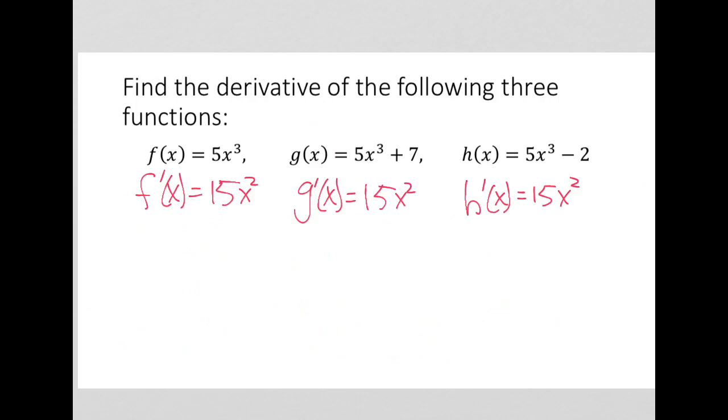So if you look at all these functions, f of x, g of x, and h of x, notice they're the same mother function, just with vertical translations, up or down, but they're all going to have the same derivative. So if we were to work backwards and take the antiderivative to get back up to f of x, well, in each case, the antiderivative of 15x squared, I hope we can see how that's going to get us to 5x cubed, but we're not going to get that plus 7, and we're not going to get that minus 2, and that's a problem.